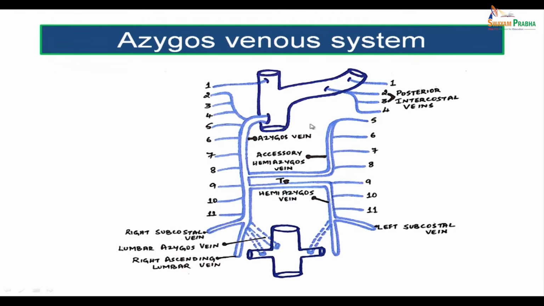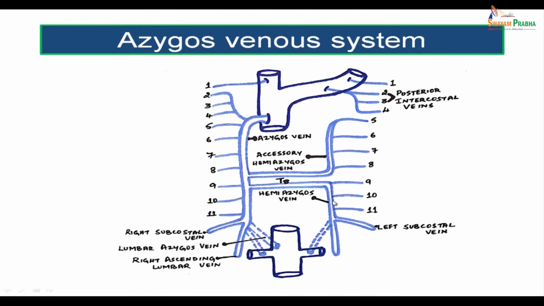On the opposite side of the azygos vein, you find the hemiazygos venous system. Corresponding to the azygos vein in the lower part, what you see is called the hemiazygos vein. So, it can also take its origin similar to azygos from the right subcostal lumbar azygos. On the left side, it will be the left ascending lumbar vein. So, these will unite to form the hemiazygos vein.